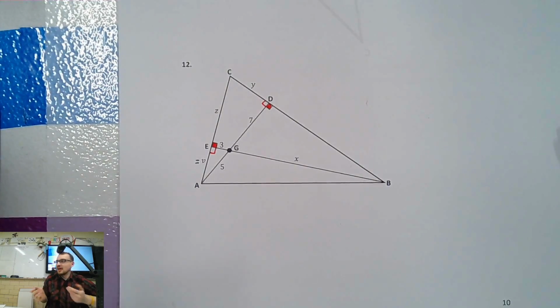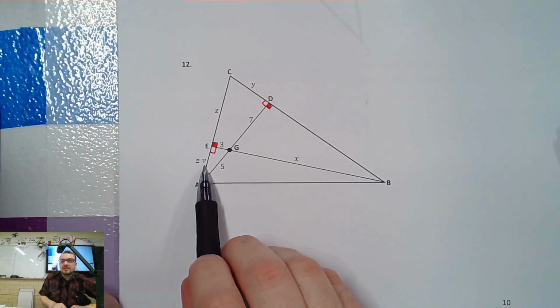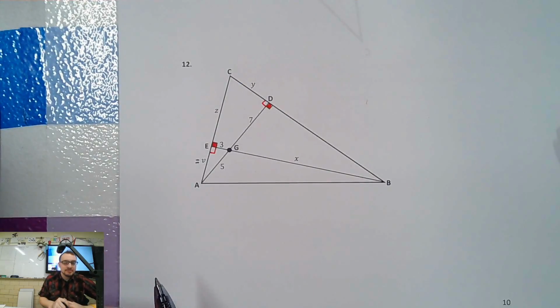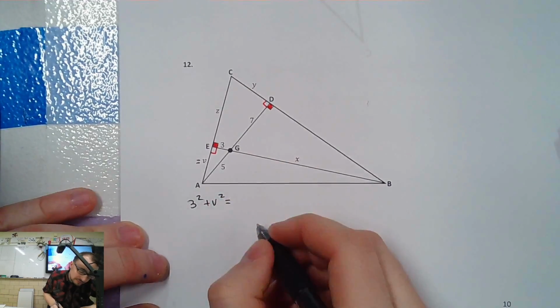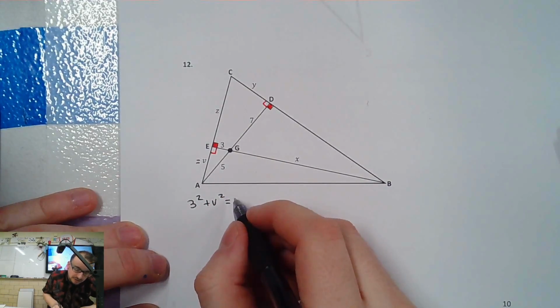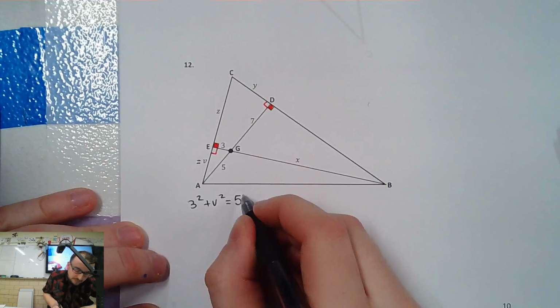It's a right triangle. Can't we do Pythag? Right? Is V a leg or a hypotenuse? It's a leg. So 3 squared plus V squared equals what squared? The hypotenuse squared, which is 5 squared, or 25, yep.